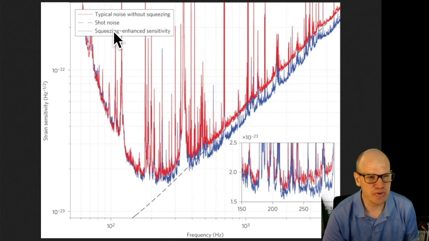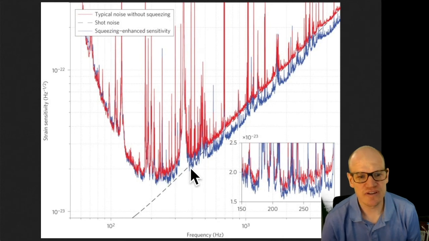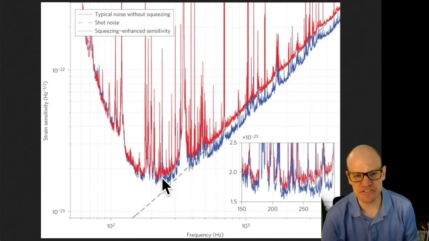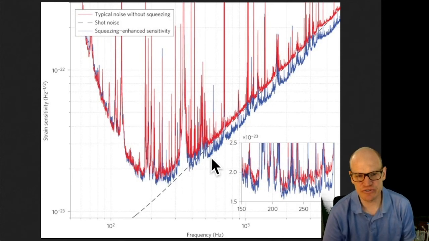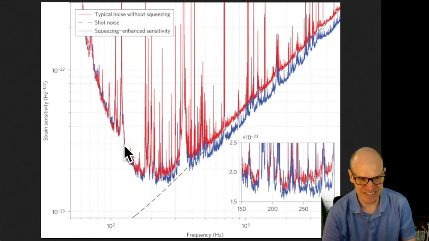And then you can see the squeezing enhanced sensitivity. In this case, at longer wavelengths, at higher frequencies, this is frequency space, at higher frequencies they get improved sensitivity. So for this range of frequency they get improved sensitivity, and you get worse sensitivity at other frequencies. So you can see that it's peaking up above the red line here.